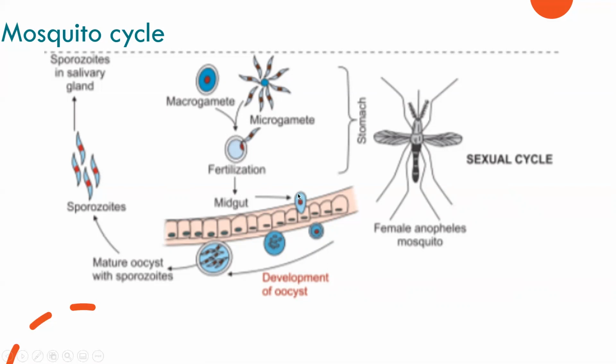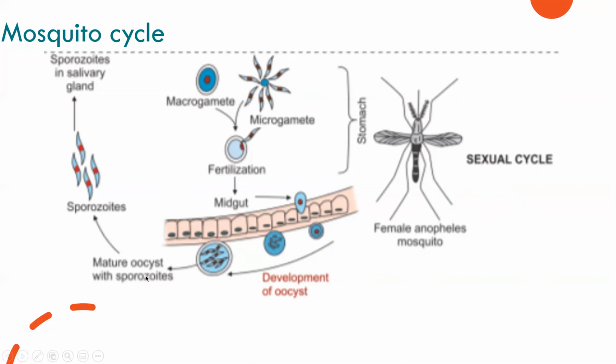So this ookinete travels to your midgut, and once it travels to your midgut, it further undergoes development and forms your oocyst. Now your oocyst travels upwards from your midgut and goes up till the stomach of the female Anopheles mosquito, where it gets embedded, and you can see small sporozoites again being formed, which is just attached to the basement membrane of the stomach of the female Anopheles mosquito.